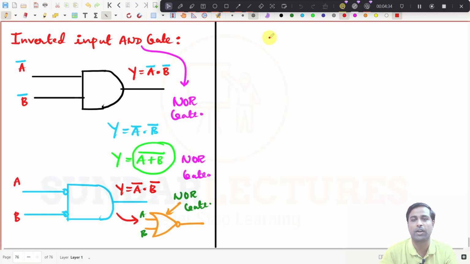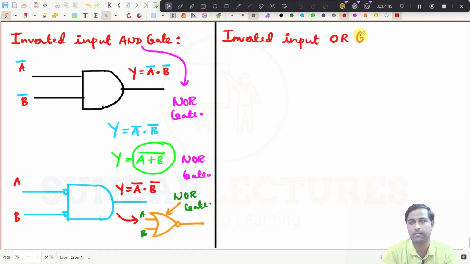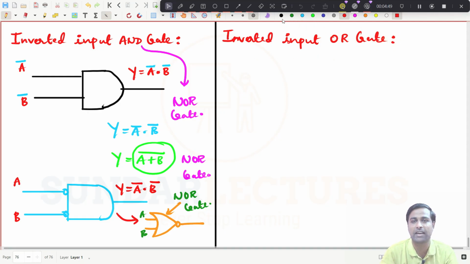So what is the next one now? You would have understood, right? You can get my point now. What am I going to do now? Inverted input OR gate. What is an inverted input OR gate? Let me draw the diagram first.